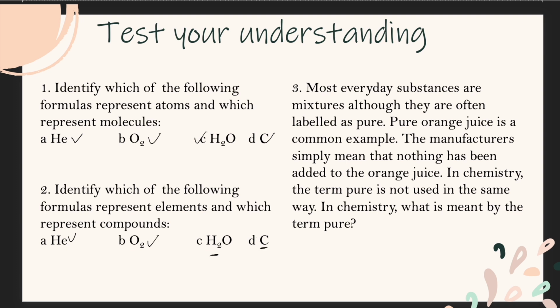Okay? Most everyday substances are mixtures, although they are often labeled as pure. Pure orange juice is a common example. The manufacturers simply mean that nothing has been added to the orange juice. In chemistry, the term pure is not used in the same way. In chemistry, what is meant by the term pure? It contains only one chemical substance, so that is what pure means in chemistry.